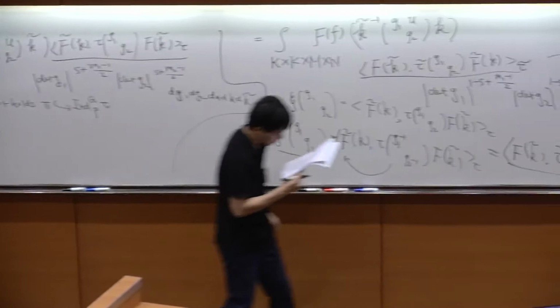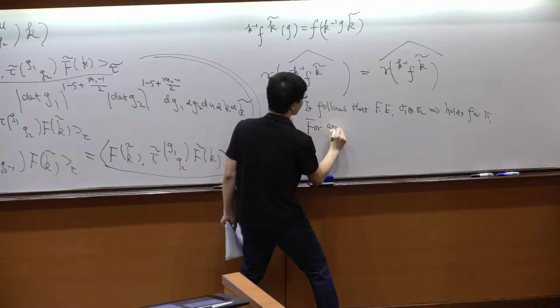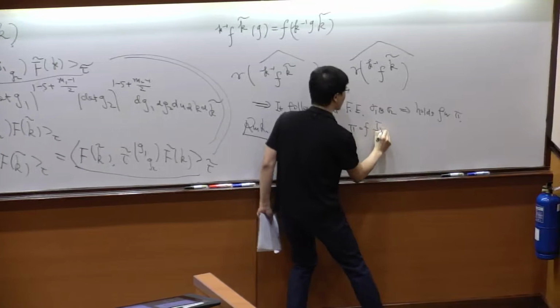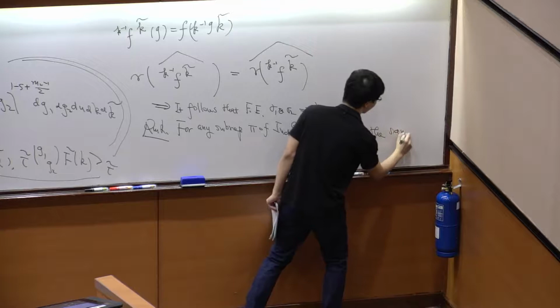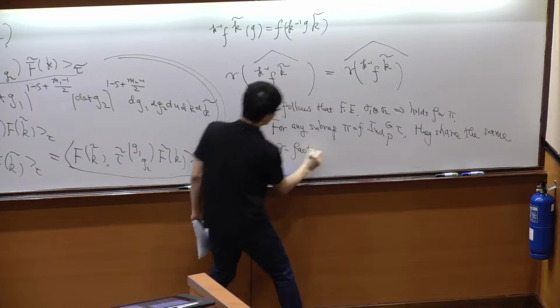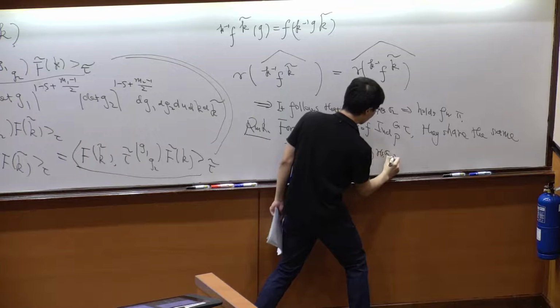Okay. Moreover, I would like to make a remark. Any sub-representation pi of the induced representation shares the same gamma factor, which is just the product of the two gamma factors on the Levi factors. Yeah, this fact is very important.